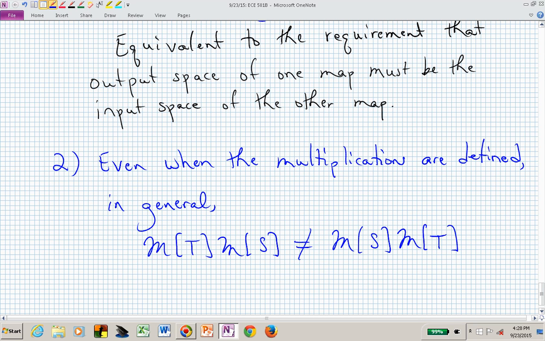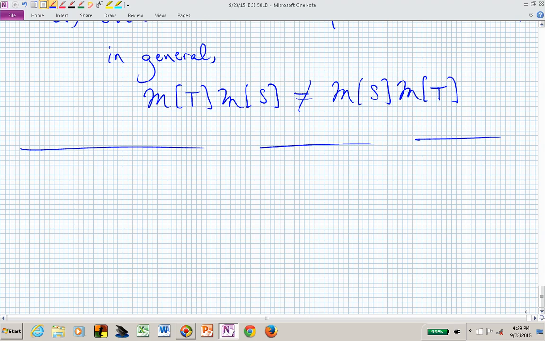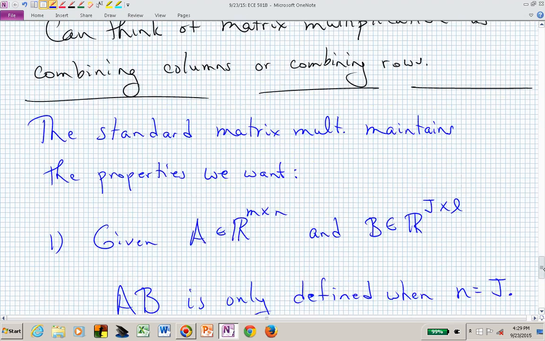The matrix of T times the matrix of S is probably not going to equal the matrix of S times the matrix of T. I've already told you what I want you to be comfortable with. Here, this was just dealing with matrices, but there's nothing to keep us from saying that that matrix B could actually be a little l by 1. If that's the case, then B is a vector.